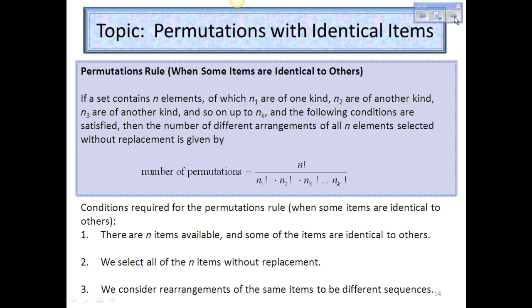So conditions required for this rule, that you have n items available, some will be identical. We select n of the items without replacement, and we consider rearrangements of the same items to be different sequences.